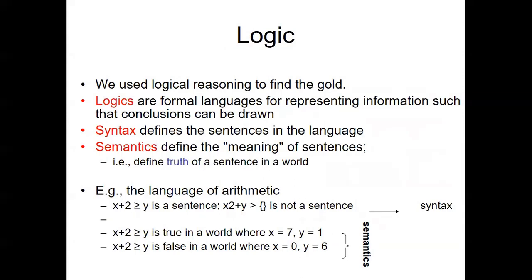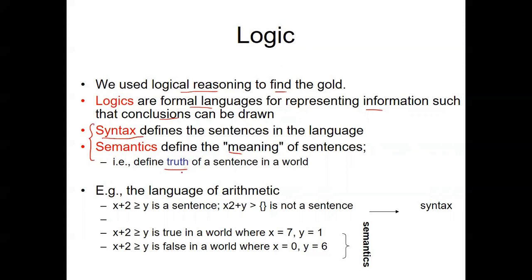Now, what is logic? In the previous example we used logical reasoning to find the gold. Logics are formal languages, basically one type of language to represent information, and based on this information we can draw conclusions. Logic includes syntax and semantics. Syntax represents the grammar, the rules, of the language. Semantics represents the meaning of the sentence, or its truth value.